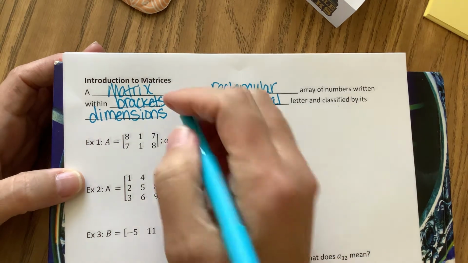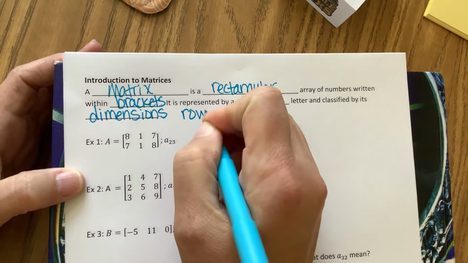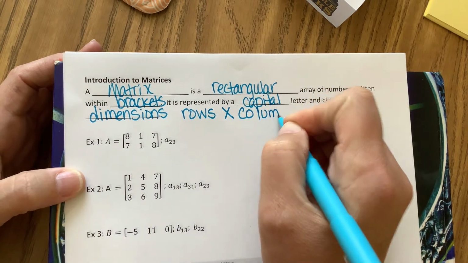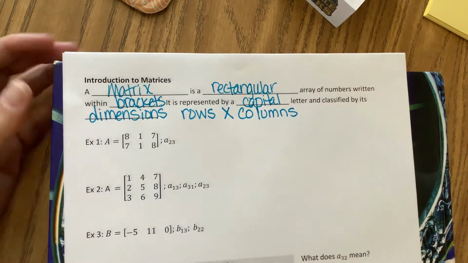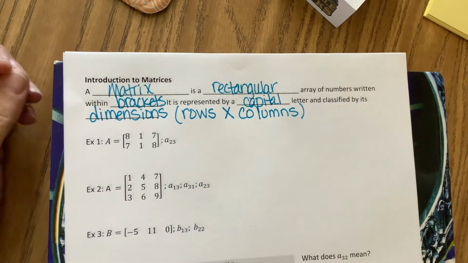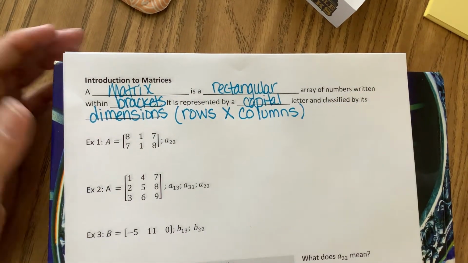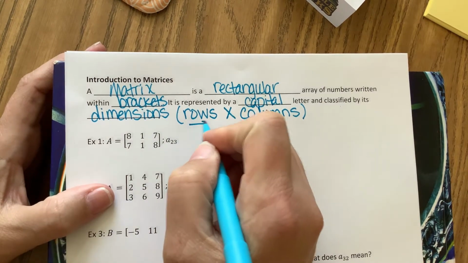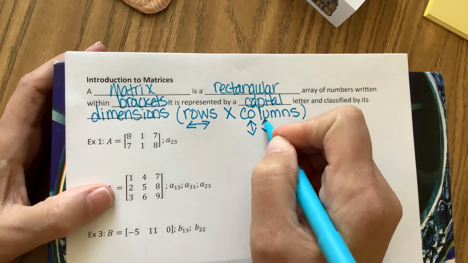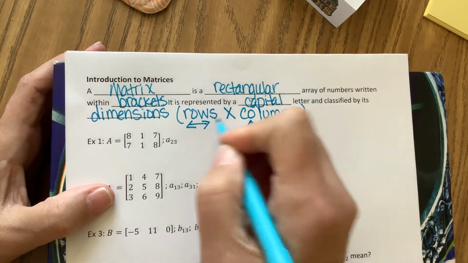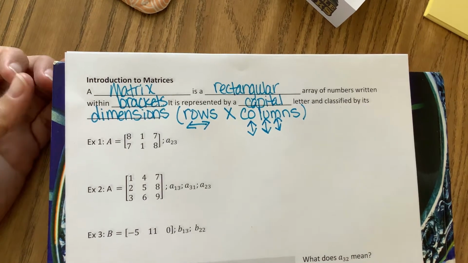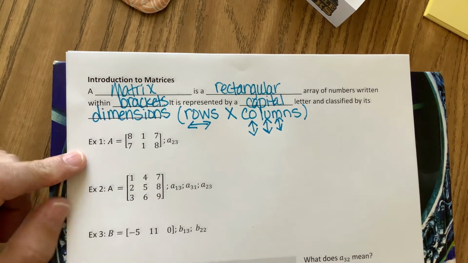The dimensions are written rows by columns. So dimensions are rows and then columns. Rows go side to side, columns go up and down. So let's look at example one.